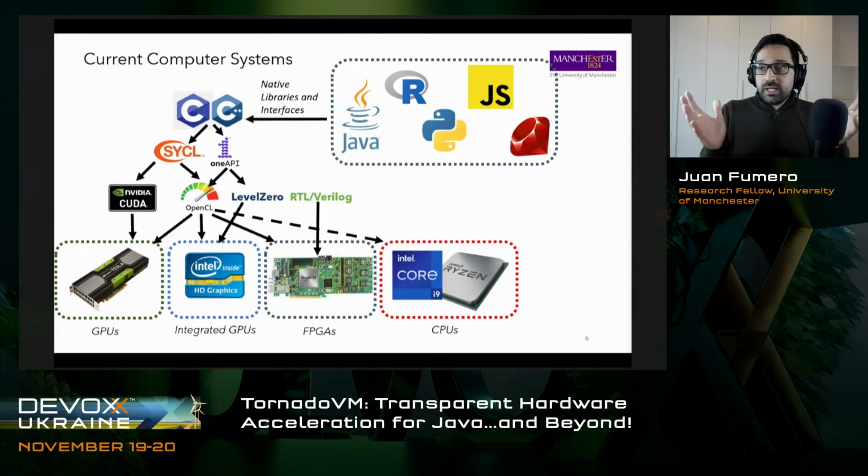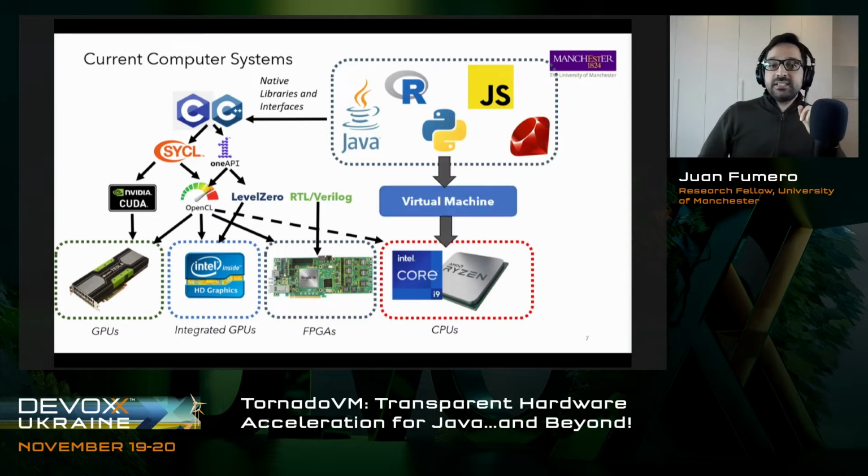But okay, that's one way. I'm not complaining. We're not complaining about this way. It's like in the University of Manchester in research, we believe there should be another way of doing this. So what they have in common, these high-level languages, is that they are executed on top of a virtual machine.